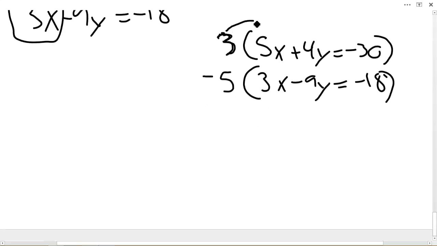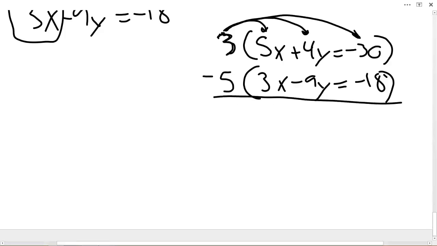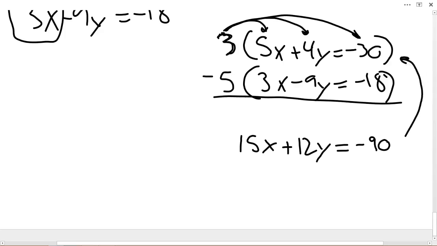So this 3 into the 5x, this 3 into the 4y, and this 3 into negative 30. So remember, when we multiply one variable by a number, we have to multiply the whole equation by that number. Okay. So just rewrite this equation down here. The first one will be 15x, and then it's going to become 3 times 4y, positive 12y, equals negative 30 times 3. What is that, you guys? That should be negative 90, right? Okay. That's all it is. It's just multiplied by 3.